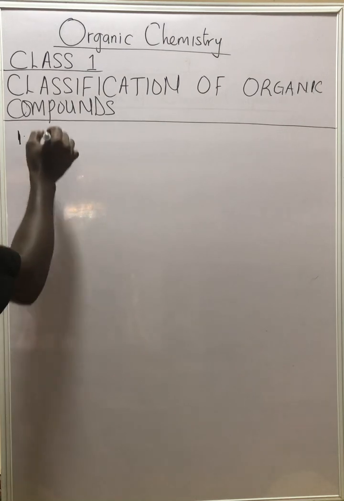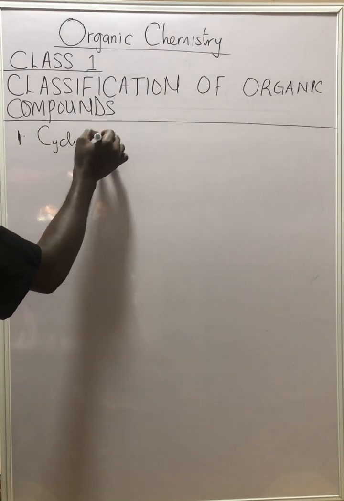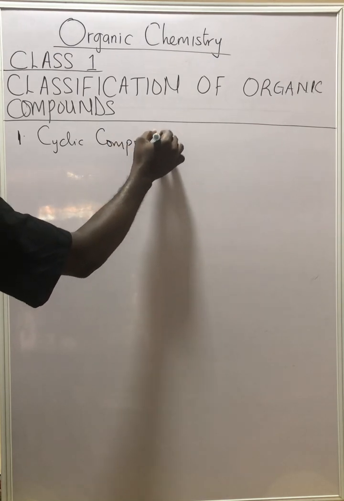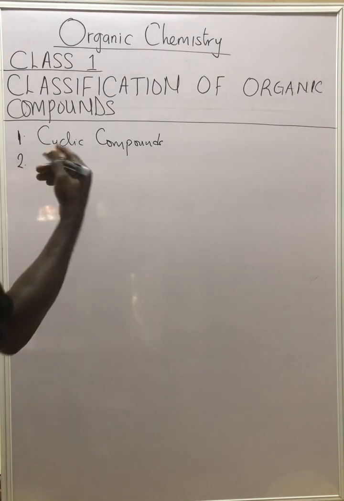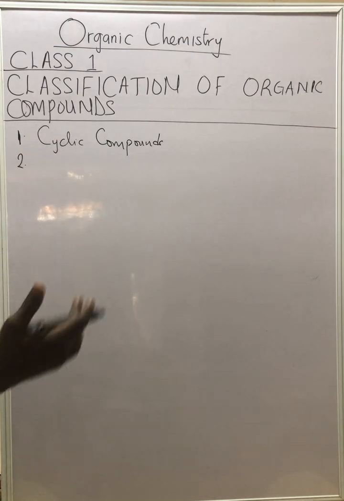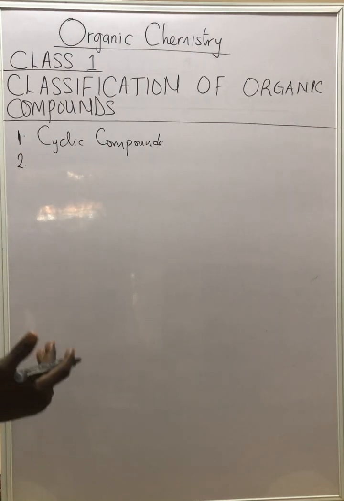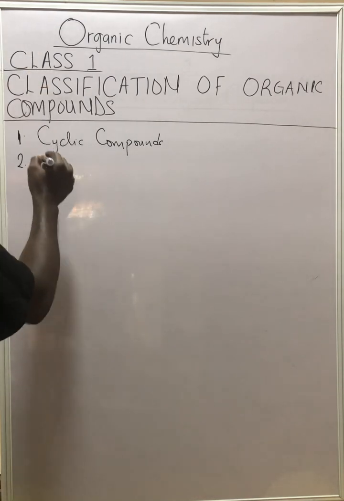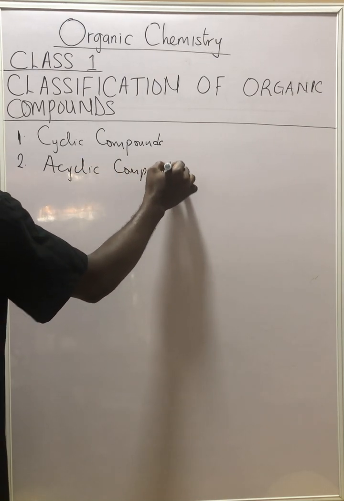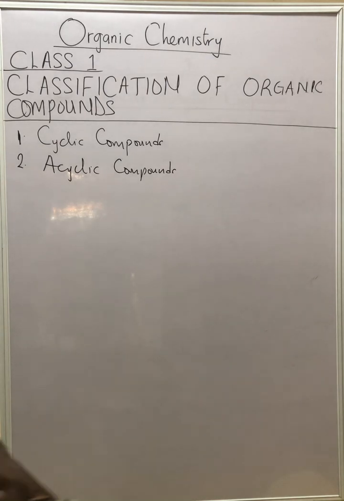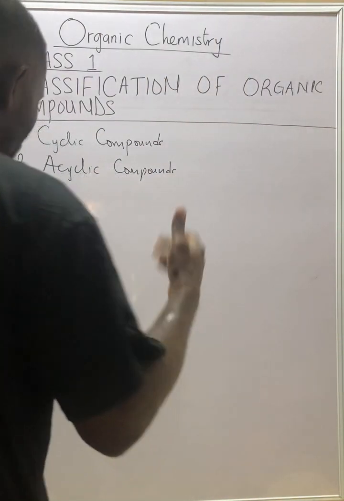So, we have what I can call cyclic compounds, and number two, what we can call non-cyclic compounds or acyclic compounds. We have cyclic compounds and we have acyclic compounds. So in cyclic compounds, what is the meaning first? Because that is very important in understanding the type of organic compounds that we have.